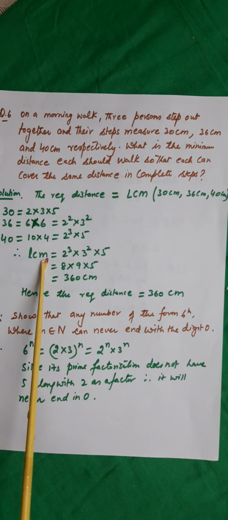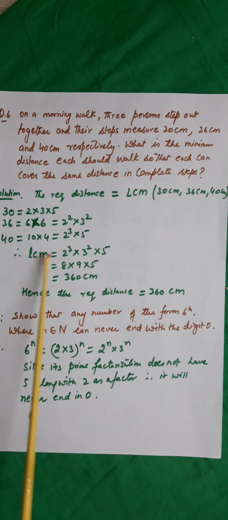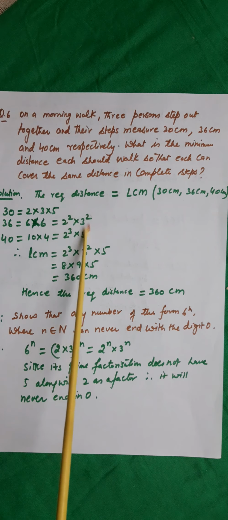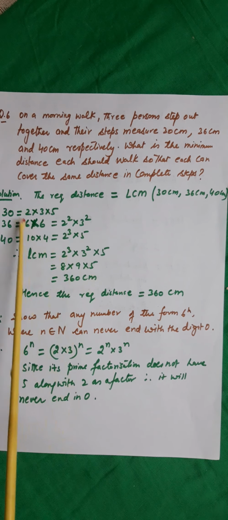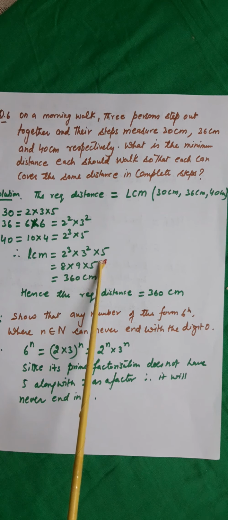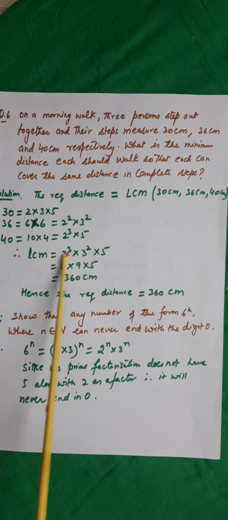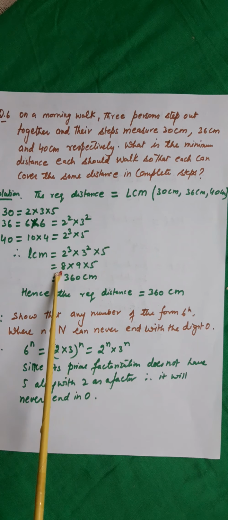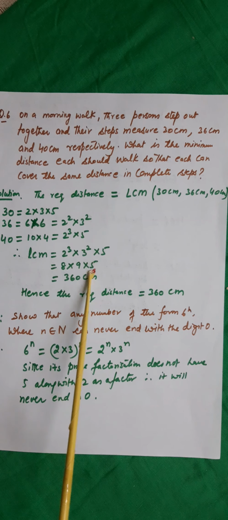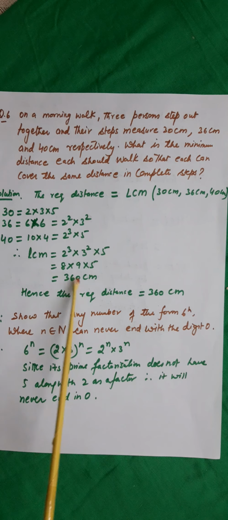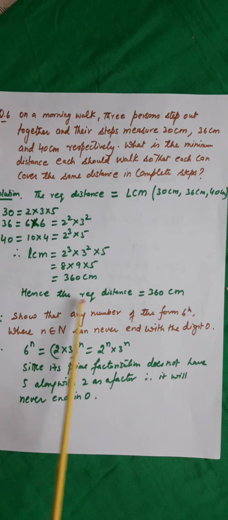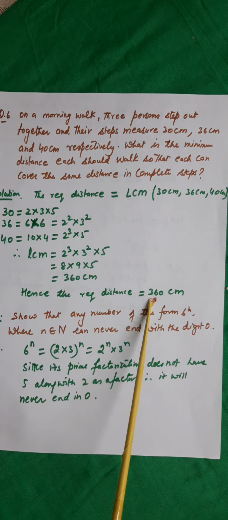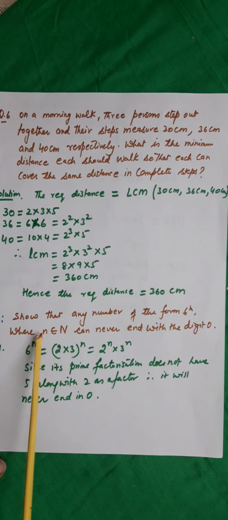So now what is LCM? For LCM, we take the highest powers of all the factors that are involved here and multiply them. So that gives me 2 raised to the power 3 into 3 raised to the power 2 into 5. That is equal to 8 into 9 into 5, which is equal to 360. Hence the required distance is 360 centimeters.